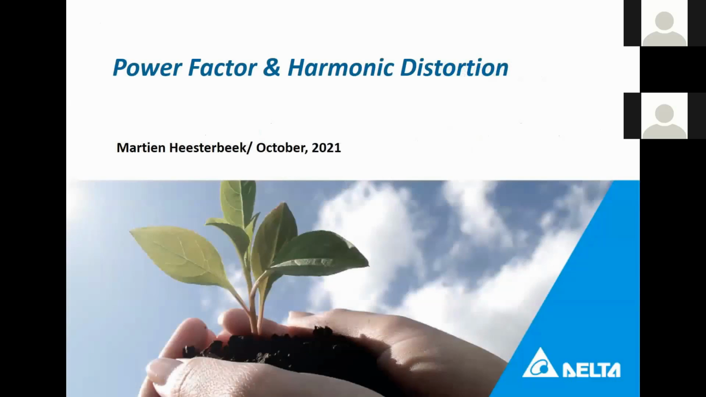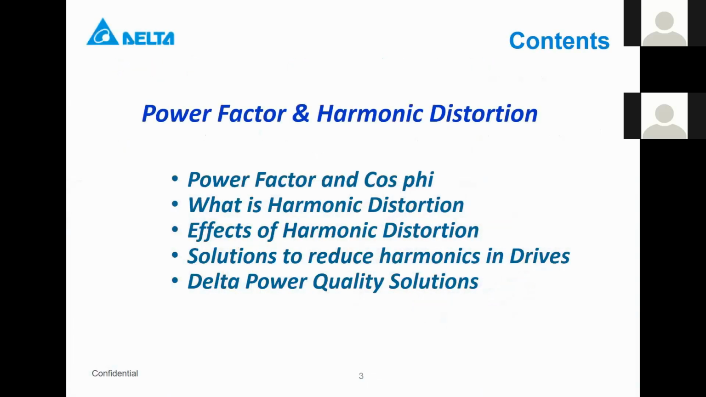Training about power factor and harmonic distortion. It will be in two parts. The content of this complete training is, first of all, the power factor and cosinus phi. What is really the difference?